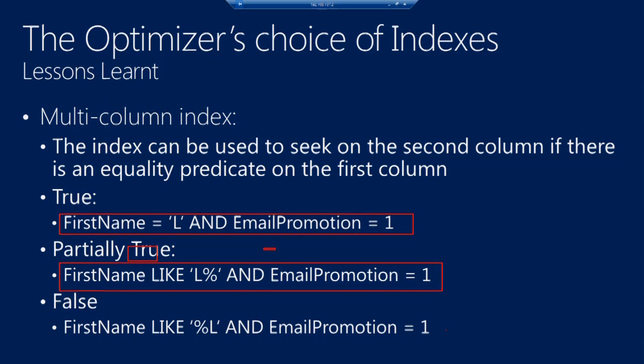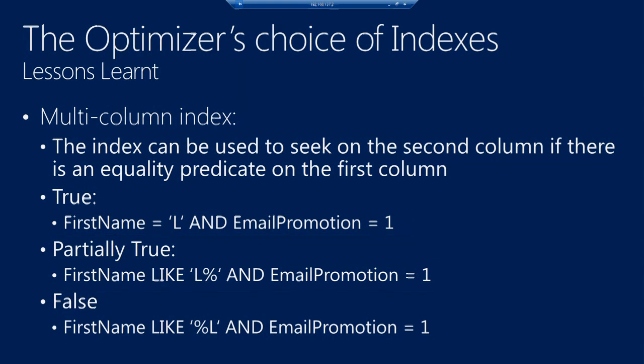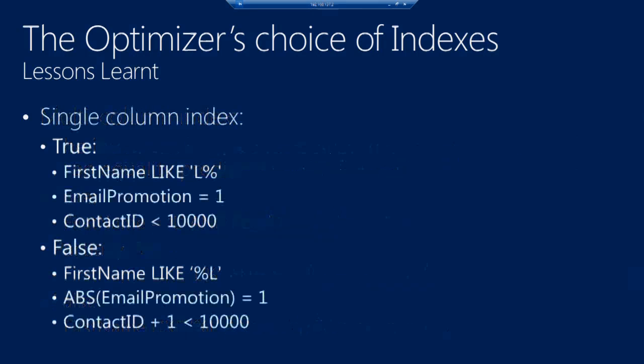And just like in the previous example, I can hover onto the tooltip of the operator in the execution plan, and we can prove it using the residual predicate. Right? And the last one is definitely false, because if you have a predicate like first name like percentage L, which is definitely not seekable. You say percentage, wildcard character there, percentage L, so you can't seek. Which means if you have an index on first name and email promotion and you give the third workload like this, it's only going to use the index for scanning purposes. It can't seek.